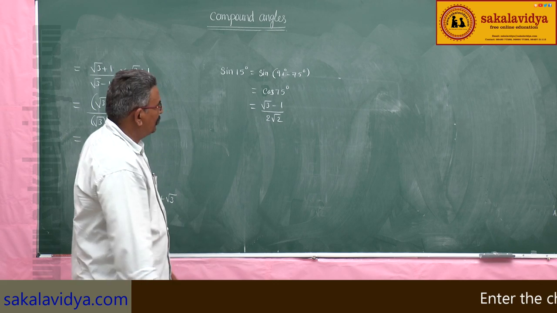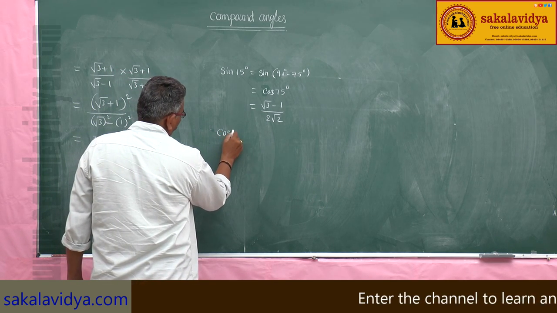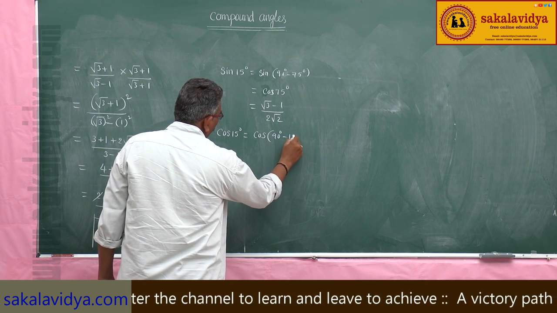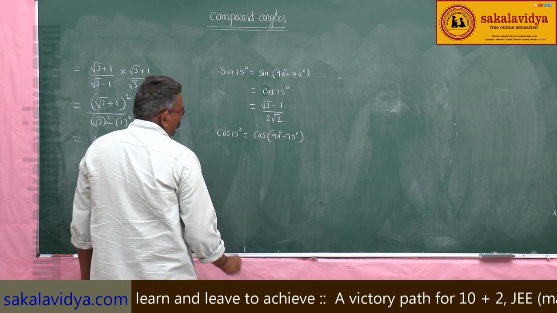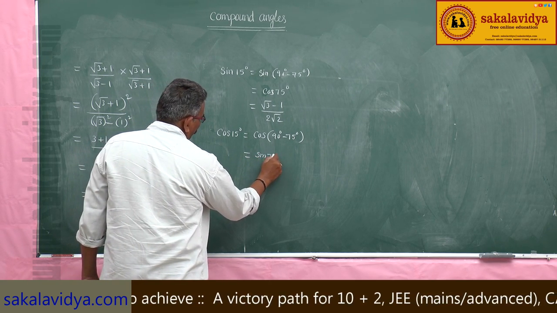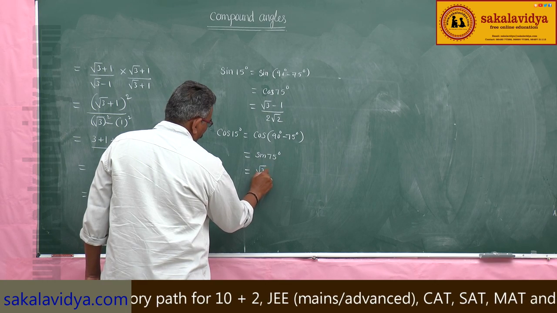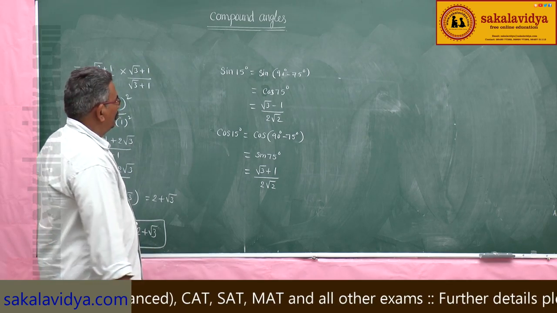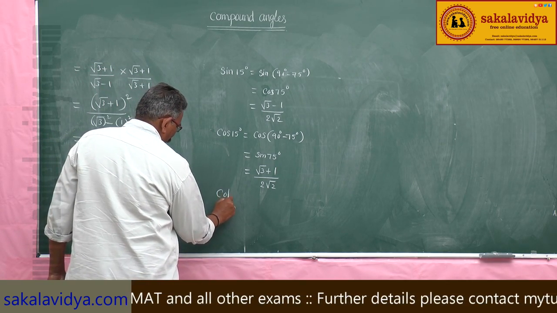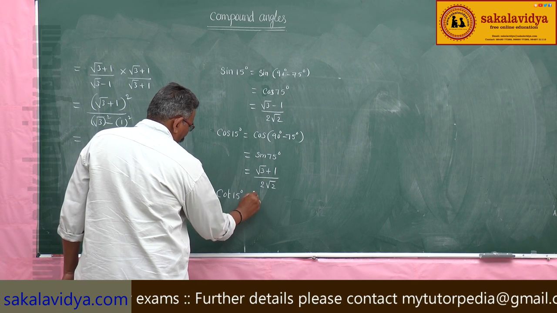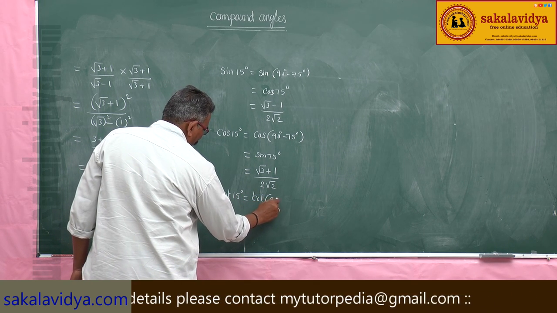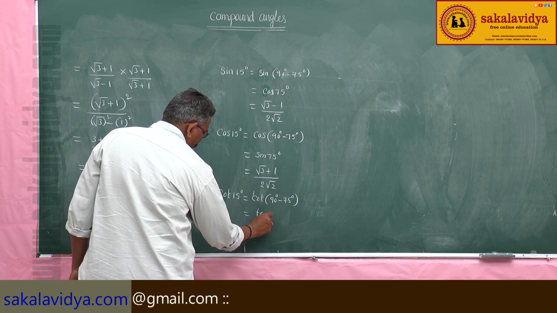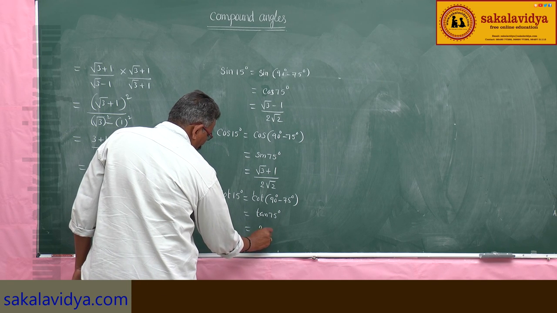Okay. Now, cos 15. Cos 15 also can be written as cos of 90 degrees minus 75. Cos 90 minus theta is sin, so sin 75. So, that is equal to root 3 plus 1 by 2 root 2. Okay. Now, cot 15 degrees. Cot of 90 degrees minus 75, so that is tan 75 degrees. This is 2 plus root 3.